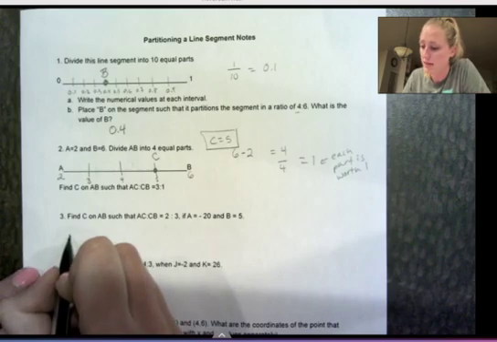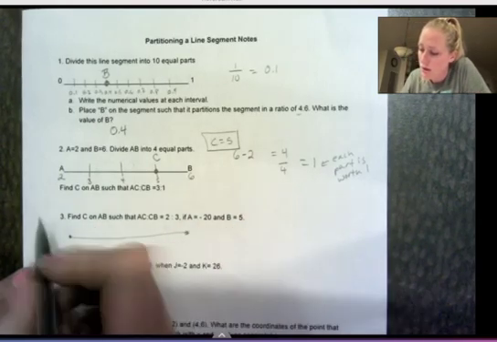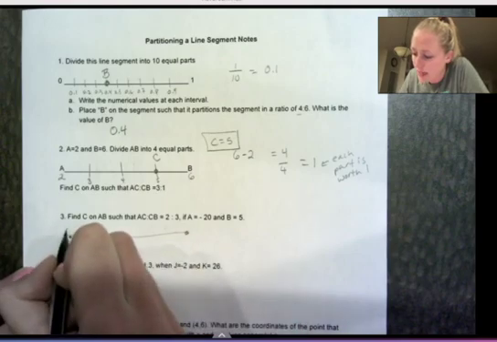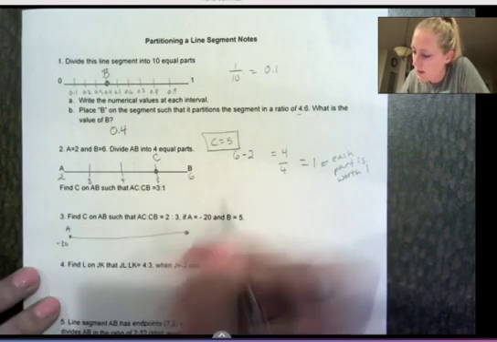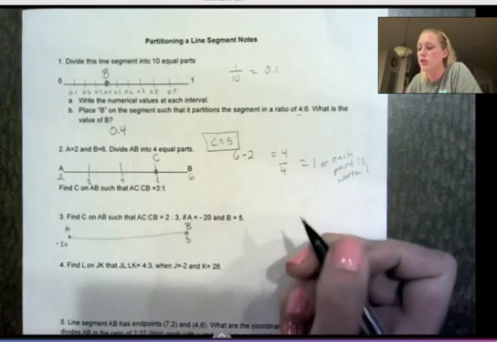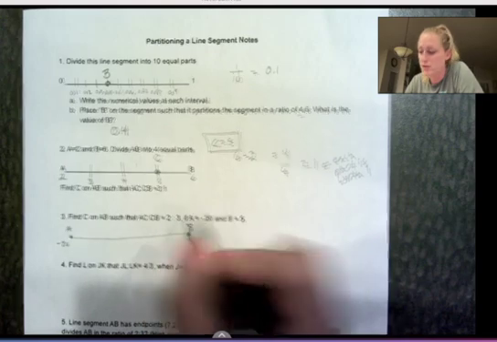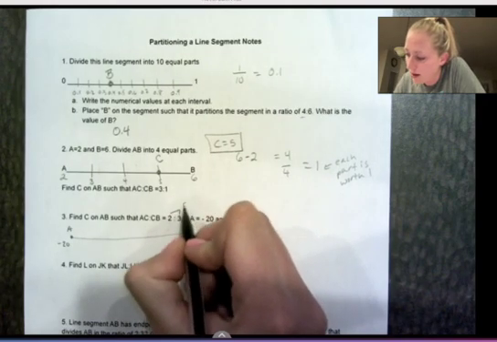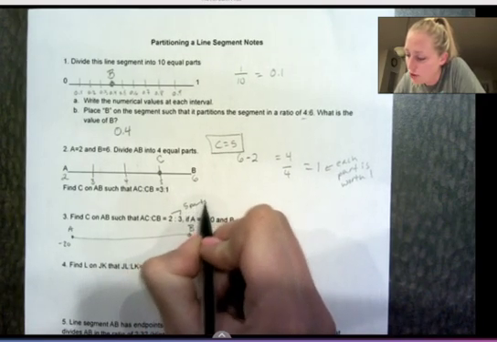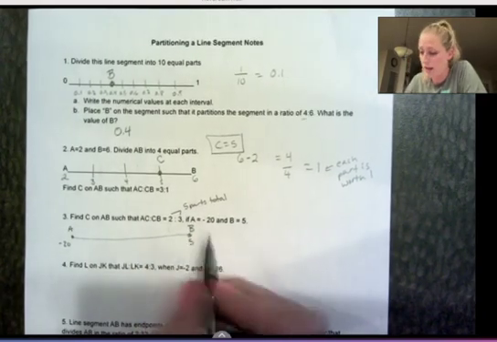So we're going to do that same thing. A is at negative 20, B is at 5. Okay, 2 to 3. So remember, this means I have 2 parts on the left and 3 parts on the right. So that means there are 5 parts total. So I need to cut this into 5 equal parts or 4 lines.